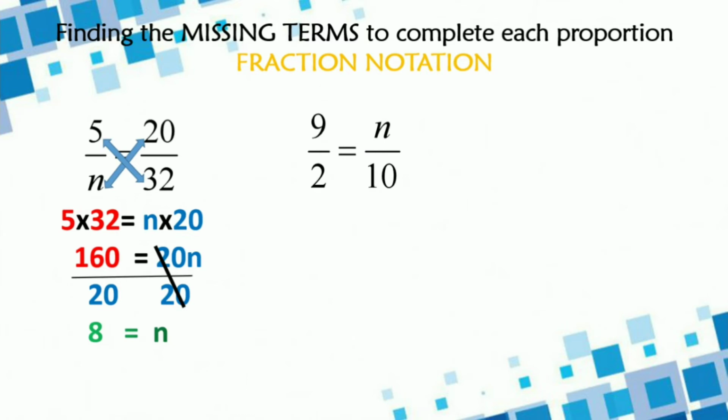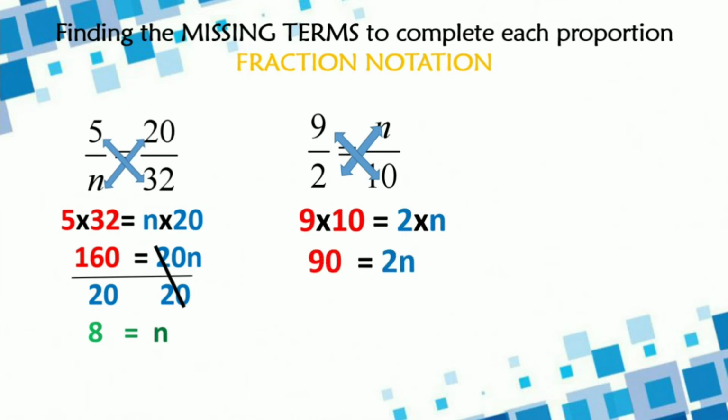So we have here 9 is to 2 is equal to n is to 10. Okay, again, we use cross multiplication, 9 times 10 and then 2 times n. So 9 times 10 is equal to 90 is equal to 2n. Okay, so para ma-isolate yung variable na n, divide both side by 2. So, we have n is equal to 90 over 2 and that will give us 45. N is equal to 45.